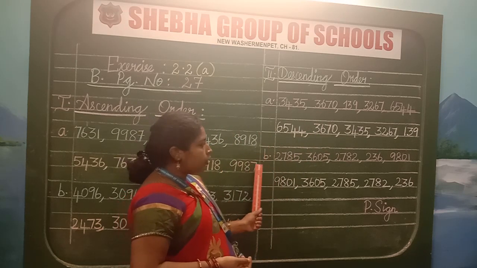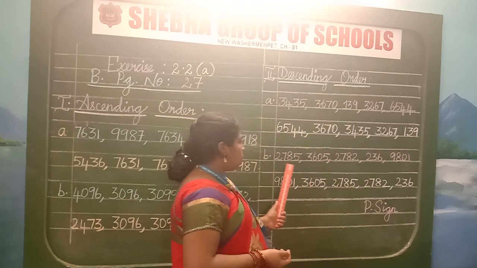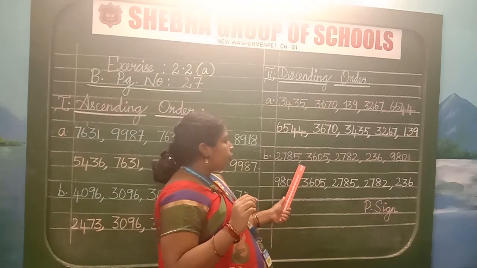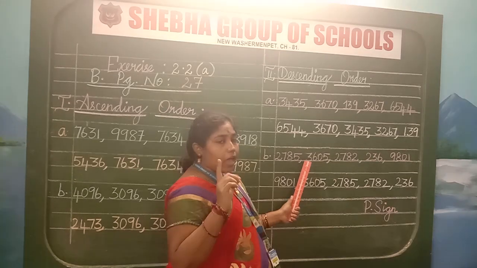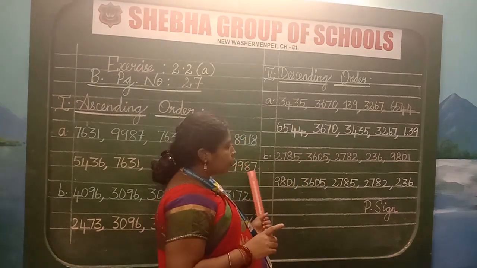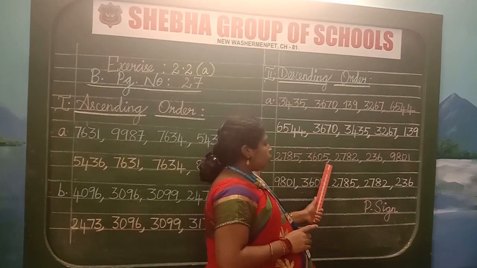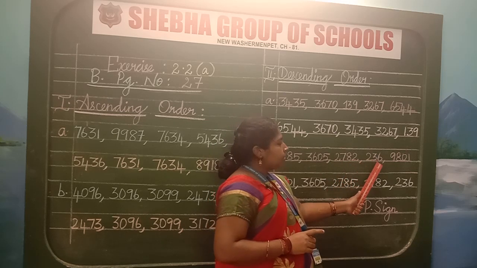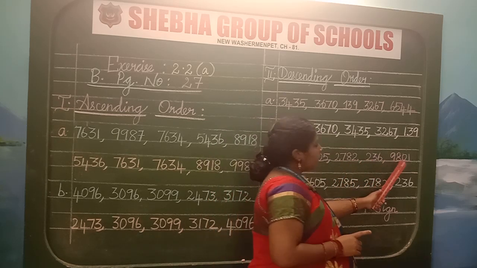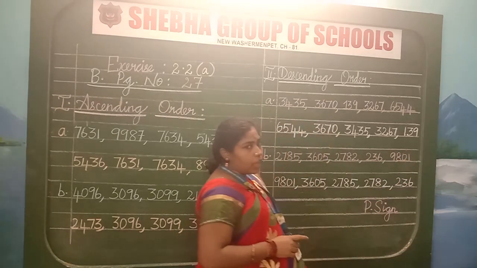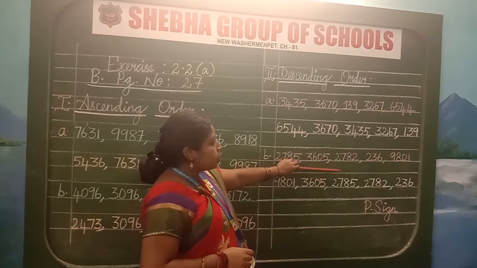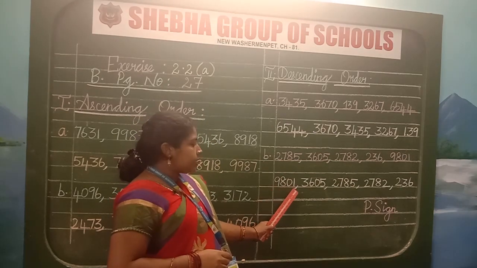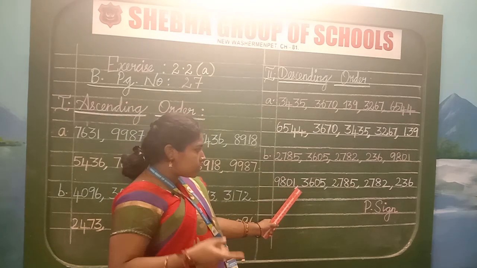We are going to write the B sum now. 2785. Whenever you are writing, you have to keep finger gap after the comma. As I told you earlier, 3605 comma 2782 comma 236 comma 9801. Now we are going to write the answer. So leave one line. Start from the margin. 9801 is the greatest of all the numbers.